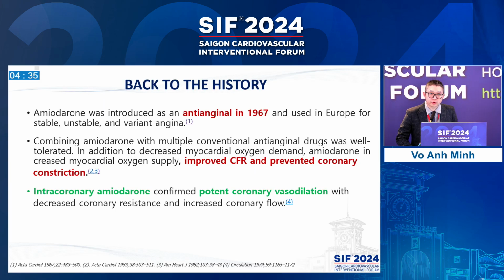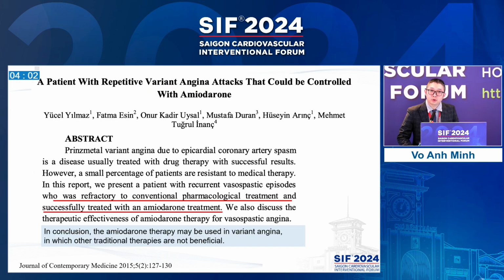And we looked back at the history, 60 years ago. Amiodarone was introduced in Europe as an anti-anginal for stable, unstable, and variant angina, and it can improve the CFR and prevent coronary constriction. They also had a study where intracoronary amiodarone confirmed the potent coronary vasodilatation and improved flow. And in some case reports on the internet, patients with repetitive variant angina attacks could be controlled with amiodarone. So it can be combined with conventional treatment in some cases.